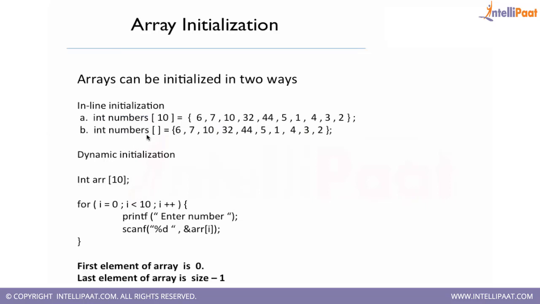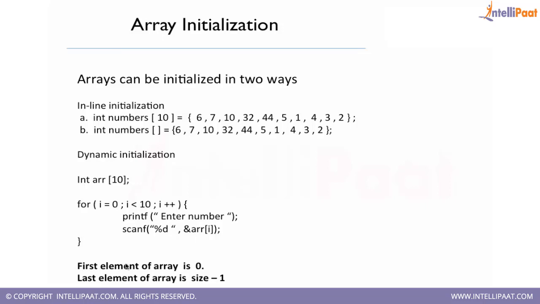Another type of initialization is where you don't give the size of the array. In this way, the array will automatically initialize to the size of the number of elements that we have given. So for example, we have given 10 elements here, so automatically the size of the array will be 10. For dynamic initialization, we need to do something like this. We have to declare an array. Say we have declared an array called ARR of integer type, and we will have a for loop, and the for loop will ask the user to enter a number, and that number will be stored in the array.